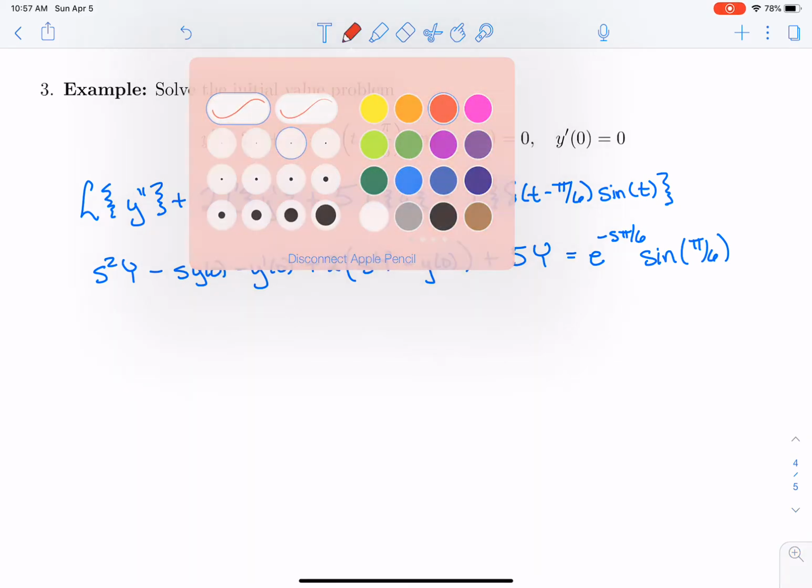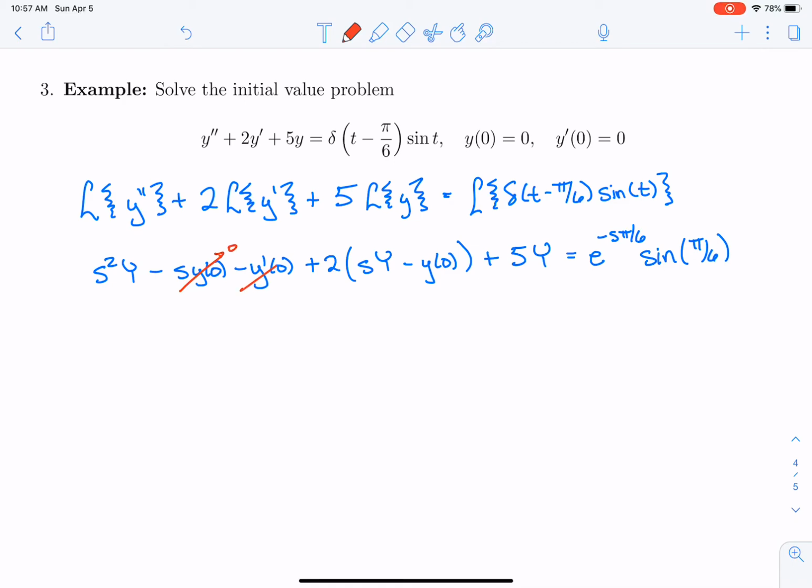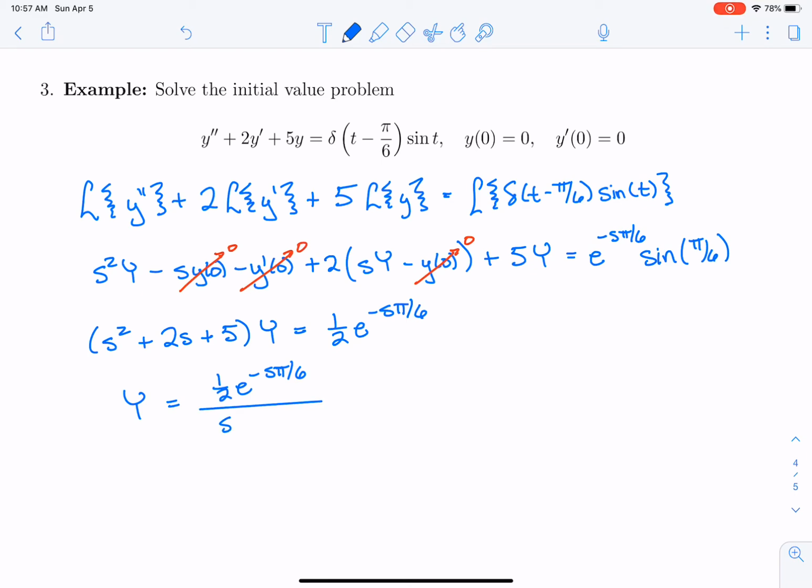Okay, well, let's plug in some of the initial conditions. y of 0 is 0, the derivative, there's another 0. That's just going to make this problem a little bit easier to solve. So I'm going to get s squared plus 2s plus 5 times Y equal to, okay, the sine of pi over 6 is a half, so this will be a half e to the minus s pi over 6. So Y in this case is going to be 1/2 e to the minus s pi over 6 divided by s squared plus 2s plus 5.